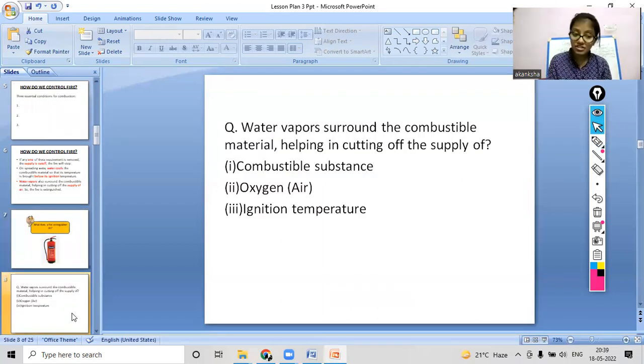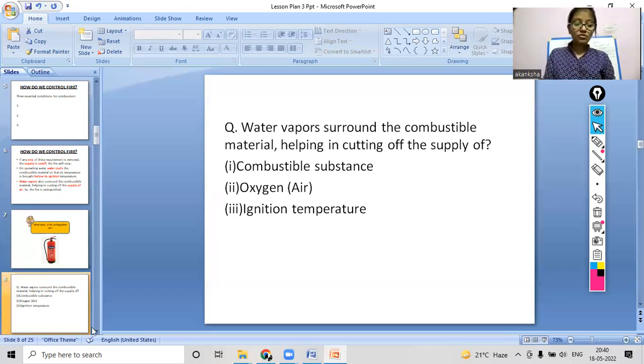Moving on to our next question. Water vapors surround the combustible material, helping in cutting off the supply of what? Combustible substances, oxygen, or ignition temperature. So now you have to write your answers in the chat box and then we will move forward. I will give you 5 seconds to write your answers. Okay. Yes, I can see the right responses. Yes, very good. The correct answer is oxygen, right? So yes, you all are right.